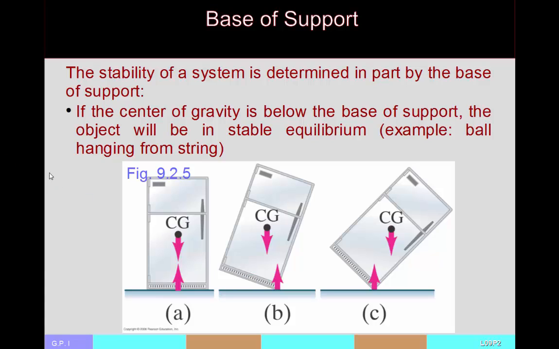One thing which determines the stability of the system, a big thing actually, is the system's base of support. So there's two possibilities with regard to the base of support, broadly speaking. The first is that the center of gravity is below the base of support. The other is that the center of gravity is above the base of support. So in this diagram, the center of gravity is actually above the base of support. And if the center of gravity is below the base of support and the object is in equilibrium, then it will be in stable equilibrium.